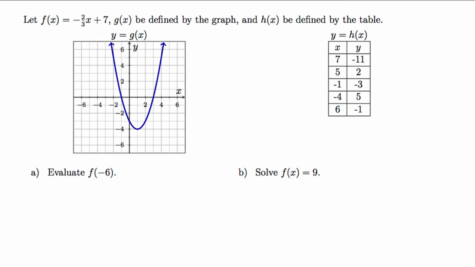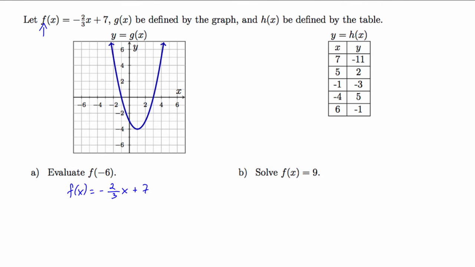We are given three separate functions. f of x is negative 2/3 x plus 7, g of x is defined by a graph, and h of x is defined by a table. In part A, we need to evaluate f of negative 6. It is important to recognize that because we have three separate functions, each one needs to have a separate name. So when we are asked to evaluate f of negative 6, we need to identify that we are working with the function f of x equals negative 2/3 x plus 7.